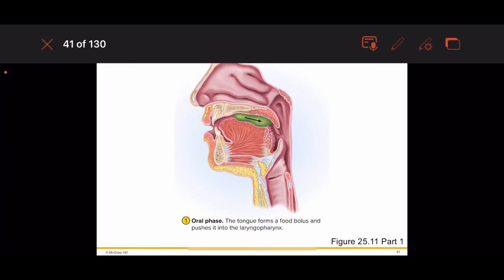So swallowing, here's the process. I don't know what this person ate that was green, but we're going to follow it. It's our bolus, okay? So mastication has occurred. The tongue has squished it, the teeth have cut it up, and the amylases and everything else have chemically processed it. We're leaving what we call the oral phase.